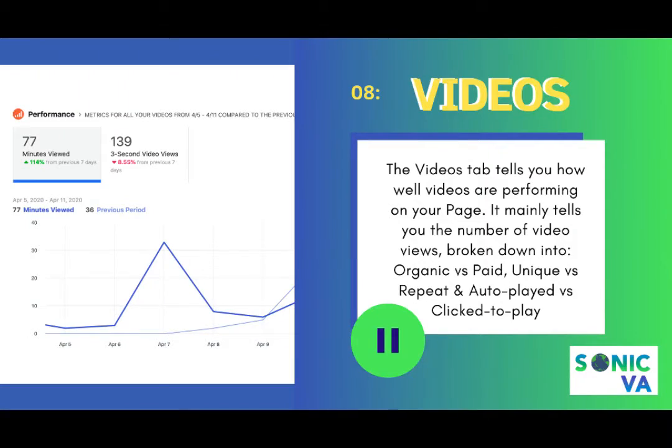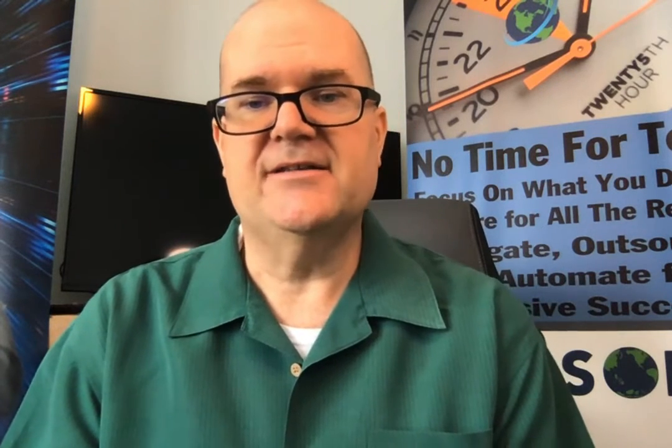The next is videos. The video tab tells you how well your videos are performing, right? It mainly tells you the number of video views broken down into organic and paid. Organic, of course, is people that just find it randomly. Paid is if you do a Facebook ad. Unique and repeats, how many people come back and watch things, and most importantly, how long they stick, right? What number and what percentage of people stick and watch your videos, right?